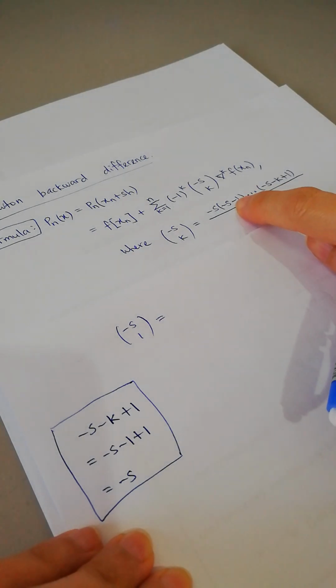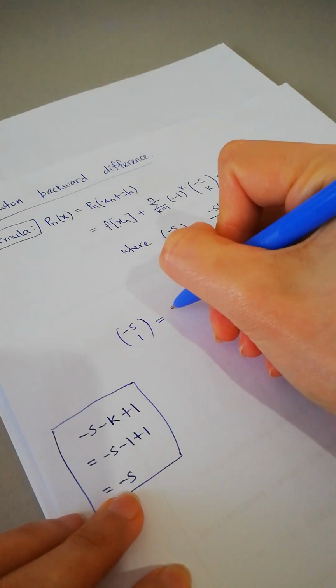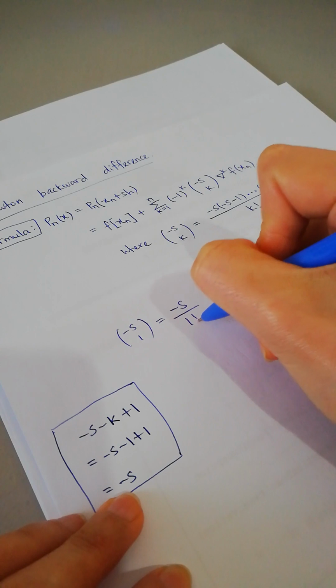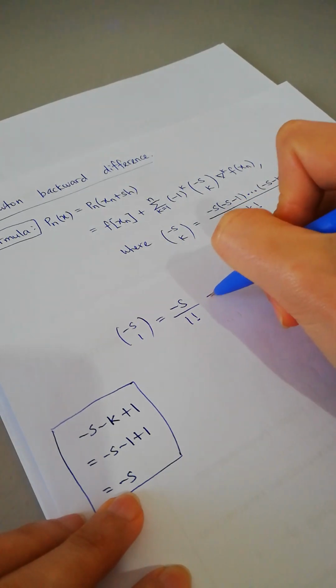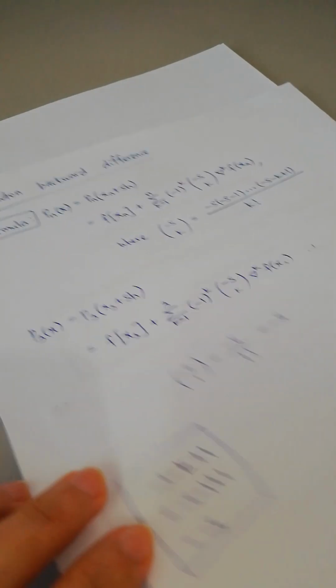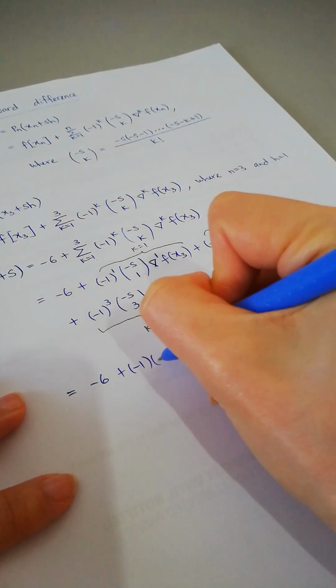So do you have this term? No, because the last term is negative s. So that means you have only negative s here, and then over k is 1 factorial. So 1 factorial is equal to 1, so you have negative s. So this is how you get it. All right, so now you have negative s, so you substitute into here. So you have negative s.